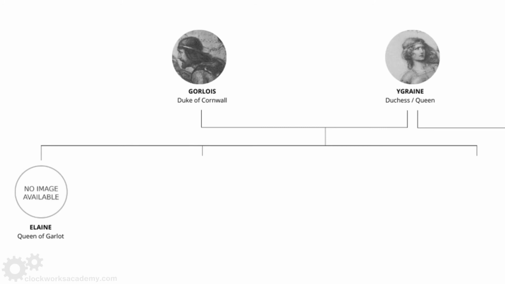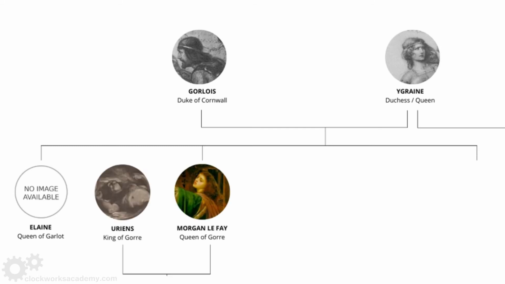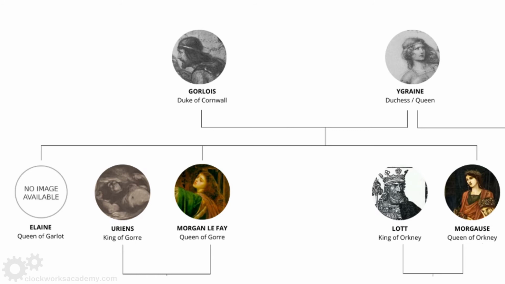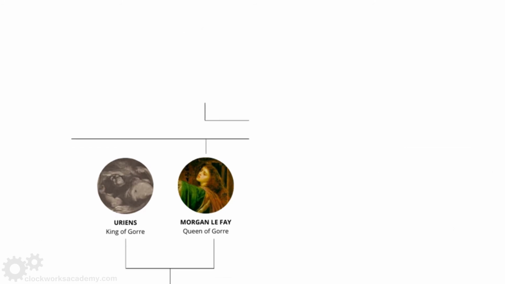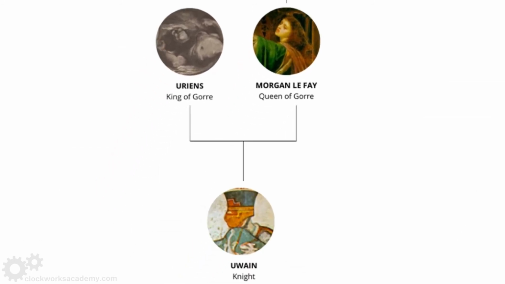Igraine's other 2 daughters with Gorlois are Morgan Le Fay, who marries Uriens, King of Gore, and Morgause, who marries Lot, King of Orkney. So Morgause is the Queen of Orkney, Morgan Le Fay is the Queen of Gore. Morgan Le Fay and Uriens have a son, Uwaine, who is a knight who is in the Book of Adventures. He has an adventure. He is the same knight who is sometimes called Yvain, depending on whether you're English or French. So Yvain in Chrétien de Troyes, the knight with the lion, is Yvain. That's him.